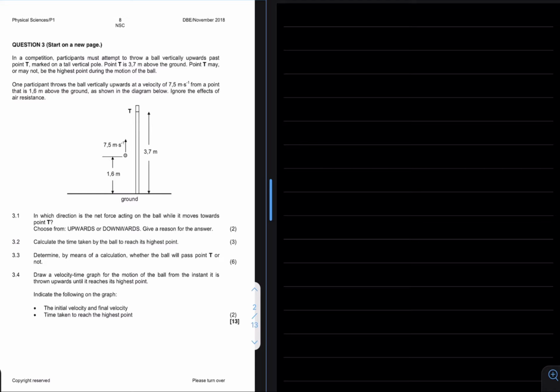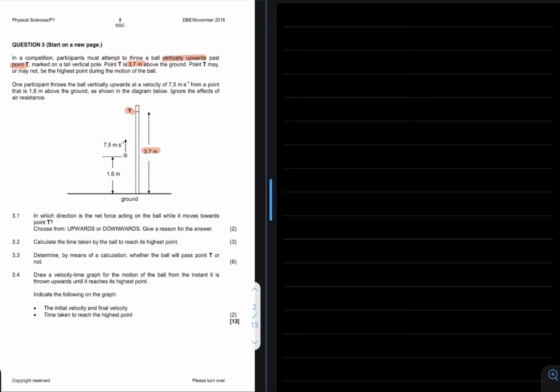In the next exam question, we have a competition where participants must attempt to throw a ball vertically upwards past a point T, as marked on the vertical pole. Point T is 3.7 meters above the ground. Point T may or may not be the highest point during the motion of a ball.